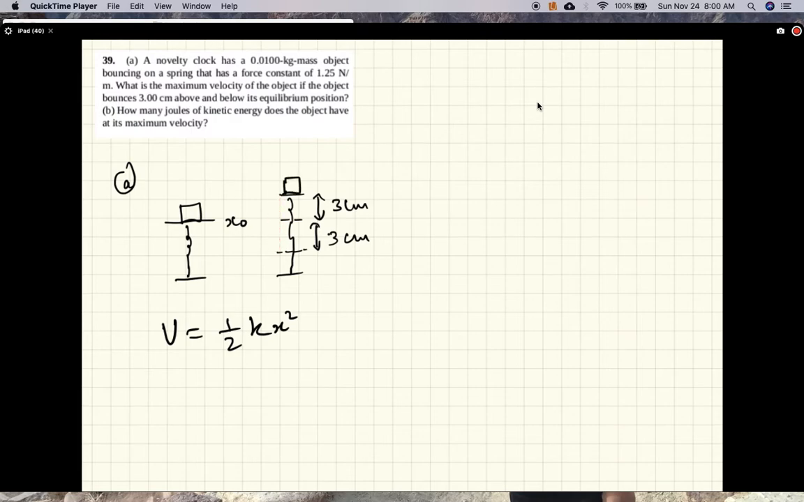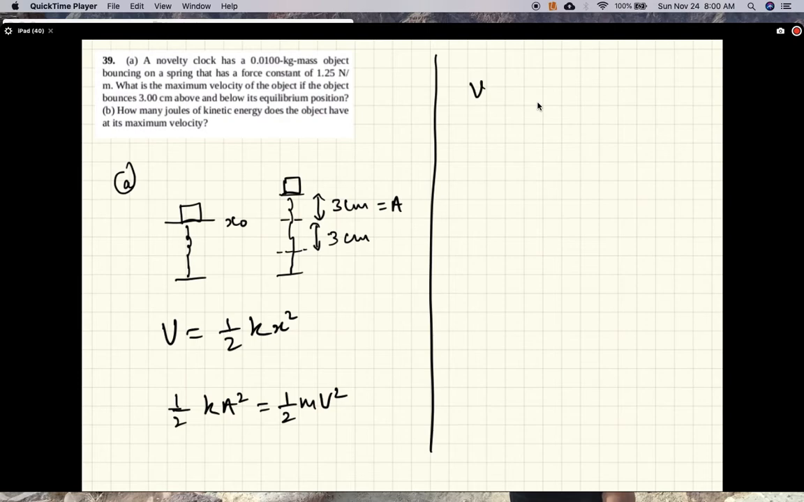Okay, so the spring, and this we'll call amplitude, 1/2 ka squared is 1/2 mv squared. So velocity is what we want to find. So maximum velocity is the square root of ka squared by m. So that's equal to square root of k by m times a.